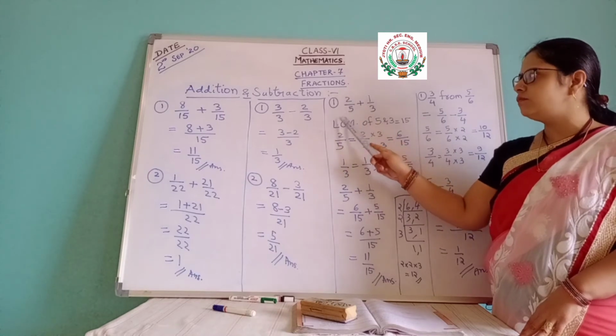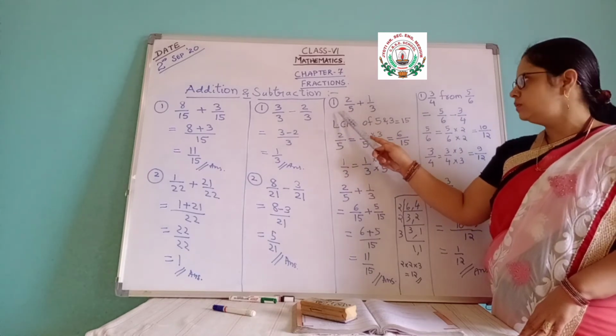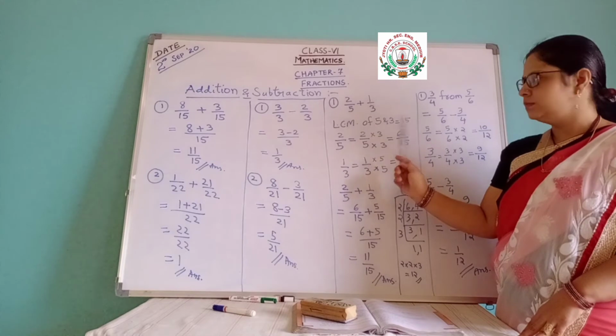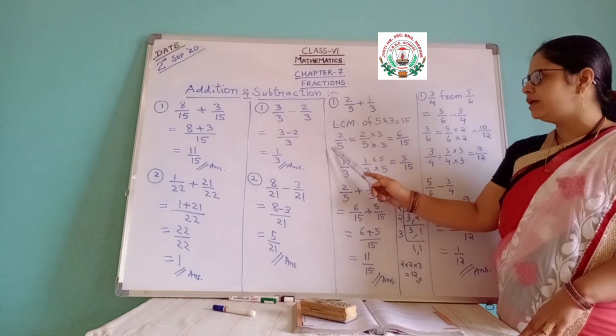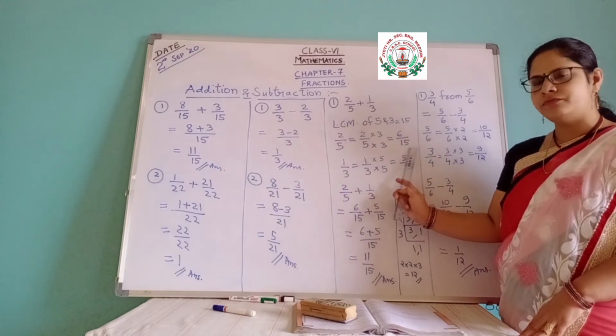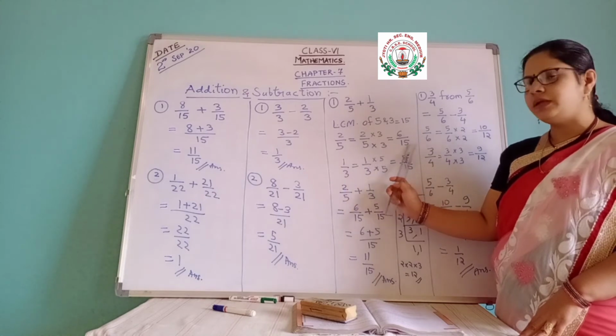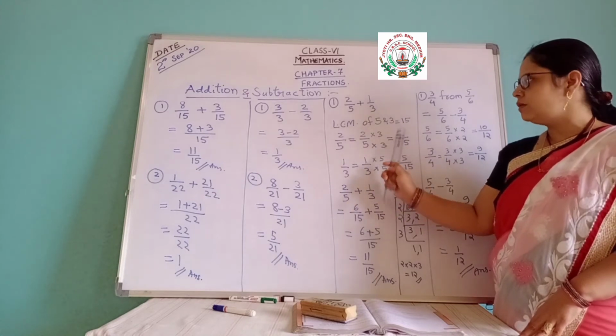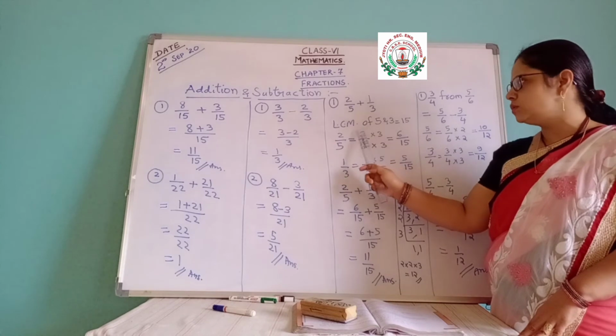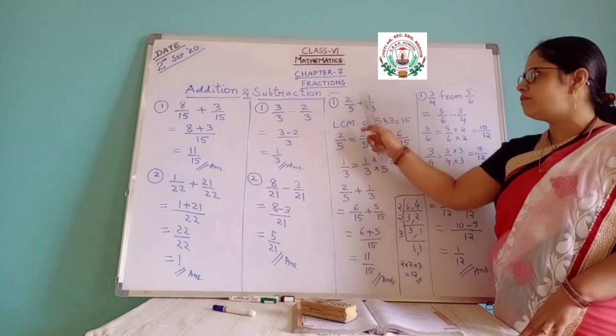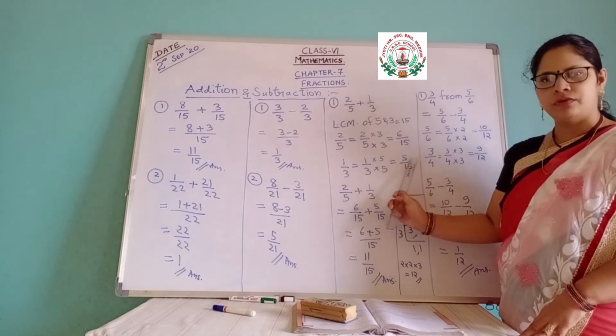Now we have to convert this first fraction to the denominator 15. So 2 by 5, the denominator 5 we have to convert to 15. So 5 into how much? 15. 5 3s are 15. The same number you have to multiply for the numerator also. So 2 3s are 6. So this 2 by 5 has now converted to 6 by 15.